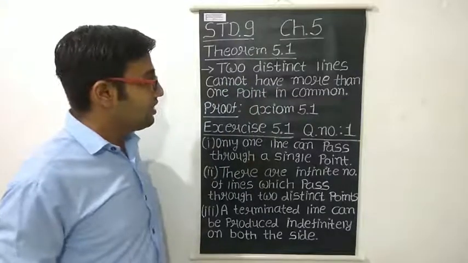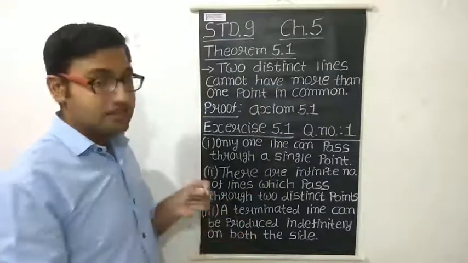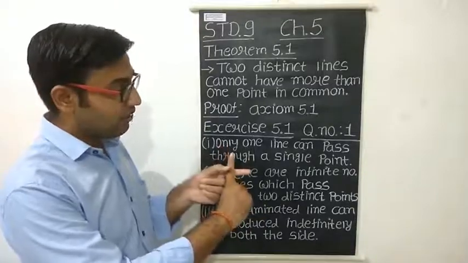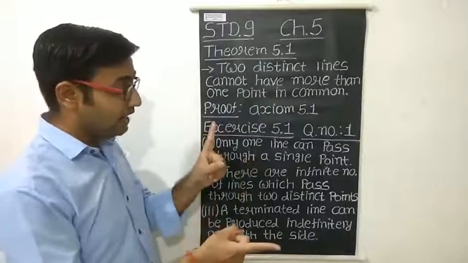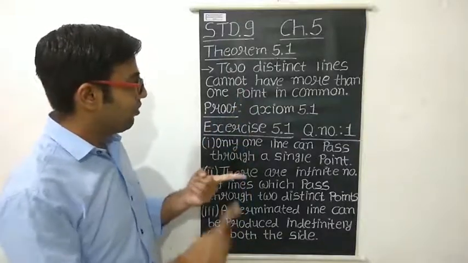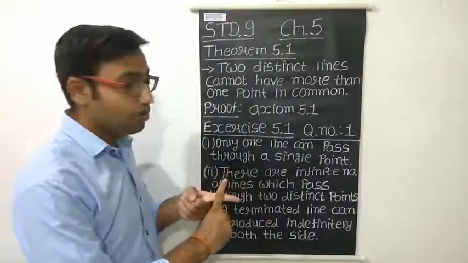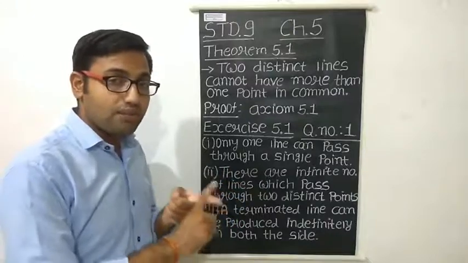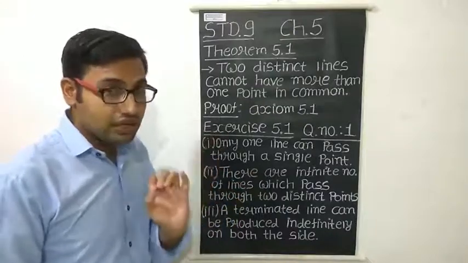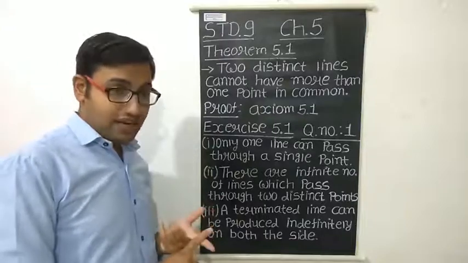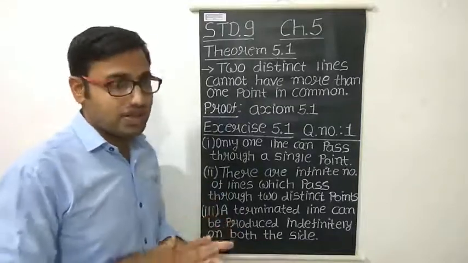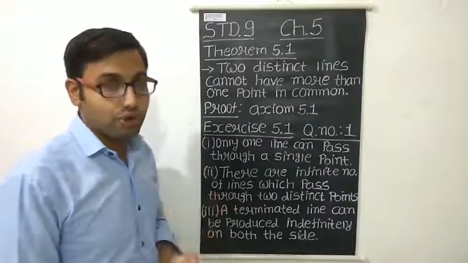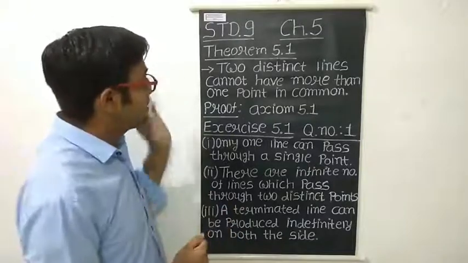This means when we draw any two lines, we can get only one point in common. Right? So two distinct lines cannot have more than one point in common. More than one means one and one only. We can say that two lines cannot intersect, never intersect, in two different points. Okay, so this is the theorem.